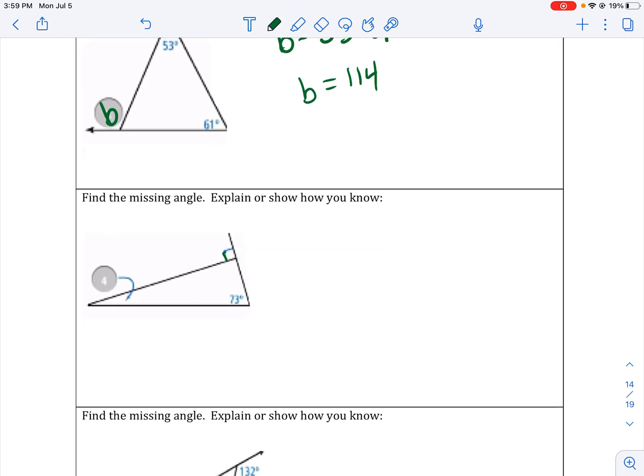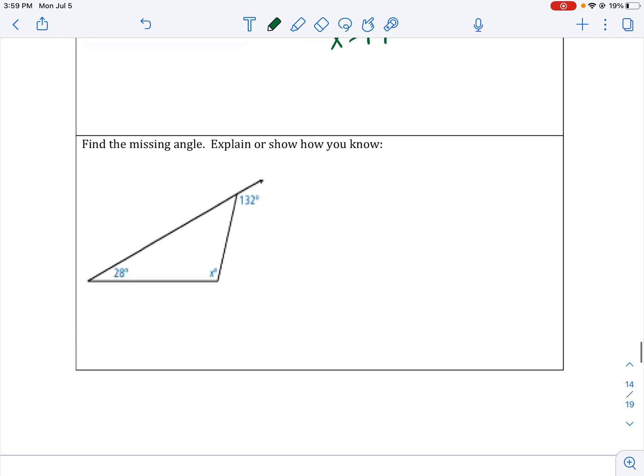Again, I have this box here. We should know what this box means. That is a 90-degree angle. There's my exterior angle because that's on the outside of the triangle made when we extend one side of our triangle. And that equals the sum of the two interior angles. Now I just need a one-step equation, just subtract 73 from each side to isolate my variable. X equals 17, so that angle is 17 degrees.